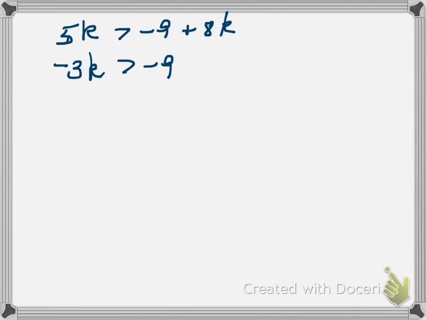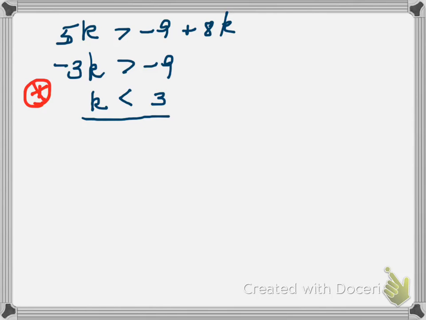And then you're going to divide both sides by negative 3. So here, once again, be really careful. We're going to divide by negative 3. That leaves a k on the left. Negative 9 divided by negative 3 is positive 3. And my greater than sign needs to be reversed, so now I have a less than sign. This is my solution.